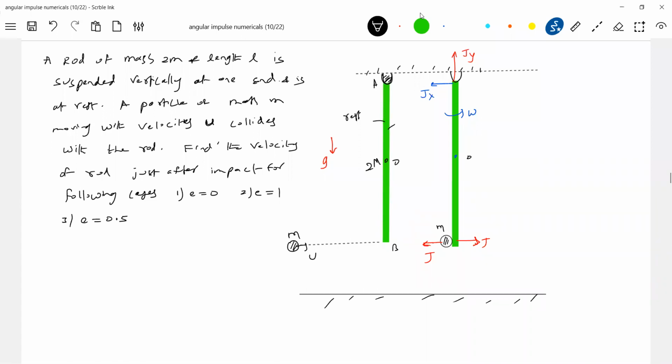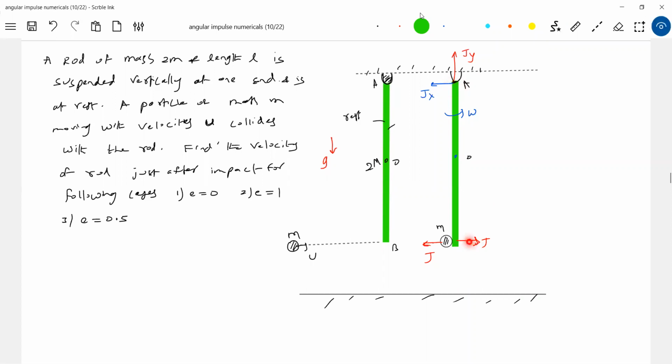So angular momentum is about what point conserved? About A only. Not like earlier problems. Angular momentum is conserved about any point on the rod, about the center of the rod, about center of mass, or about any point on the ground. No, not like that. It is conserved here only about the point of suspension. Why? Because the net impulse will be 0.